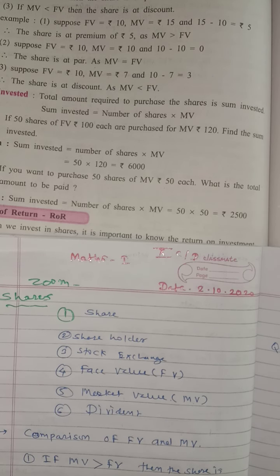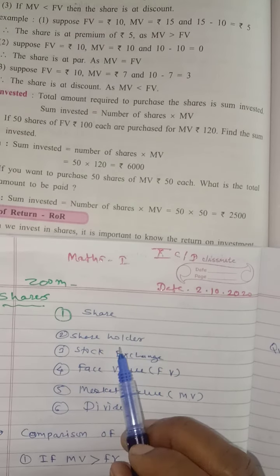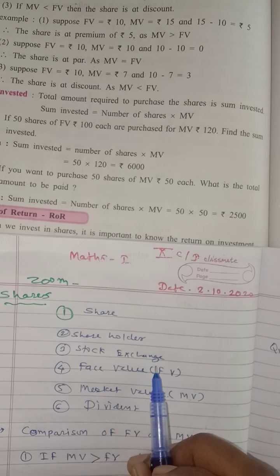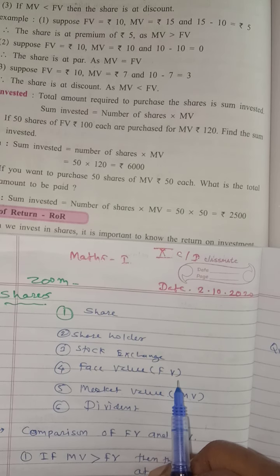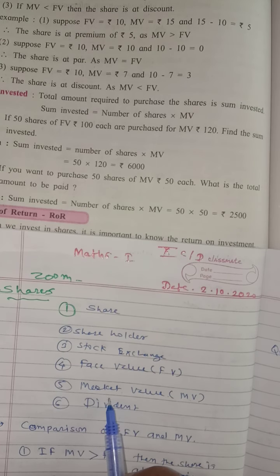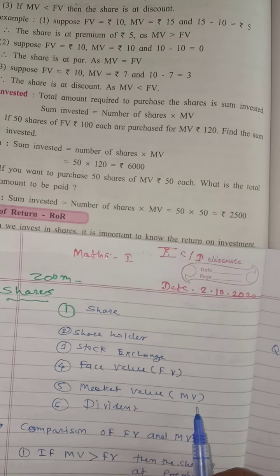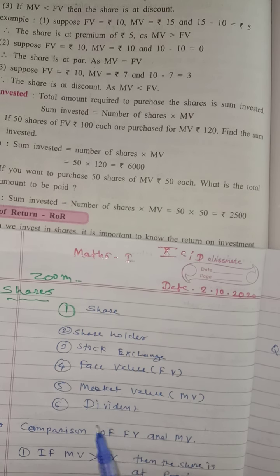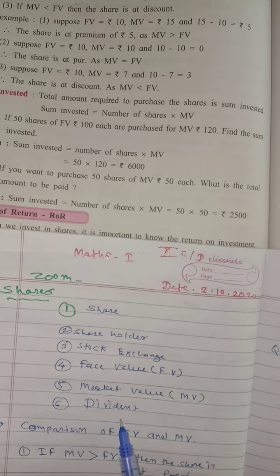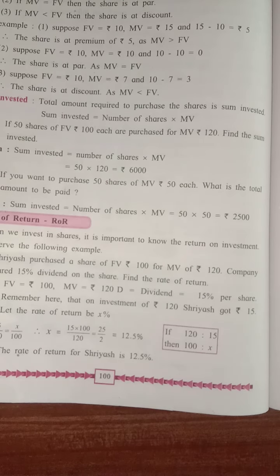In the last period we studied shares in financial planning. In financial planning we study shareholder, stock exchange. Face value means FV. Then market value is MV. In comparison of FV and MV, first is market value, MV.